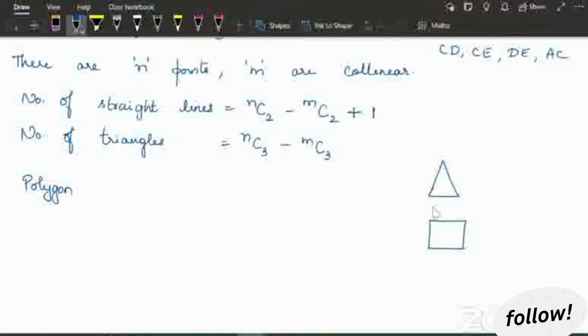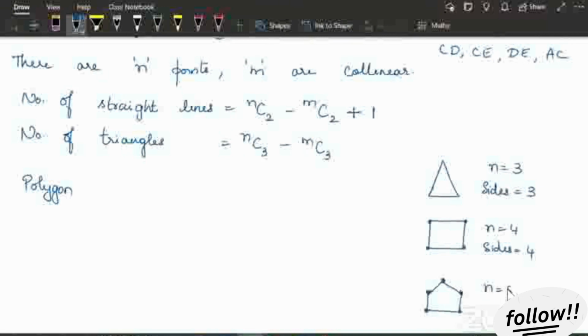So if you have a triangle, then number of points is 3, right? Number of points is 3. And now how many sides you have? That is also 3. Here you see number of points is 4. I have 1, 2, 3, 4 points. And how many sides does this have? That is also 4. If I draw a pentagon with 5 points, here how many points are there? 5. And how many sides are there? 5. Right? 1, 2, 3, 4, 5.